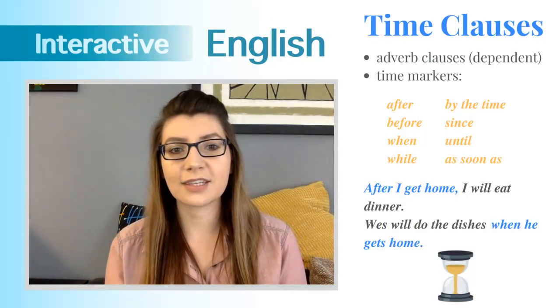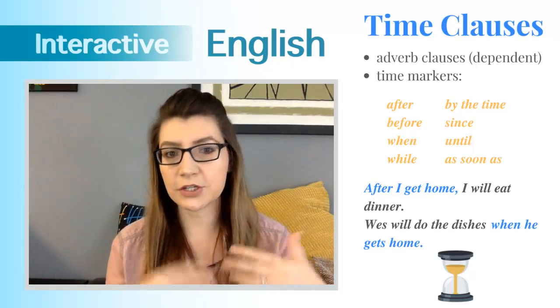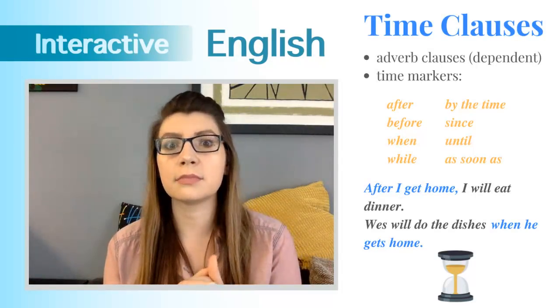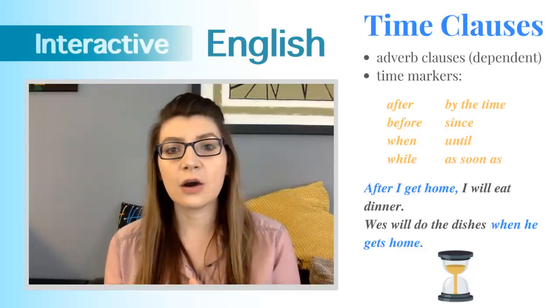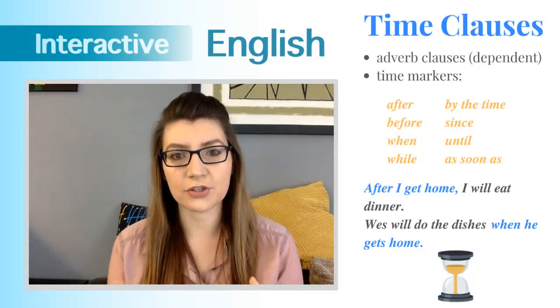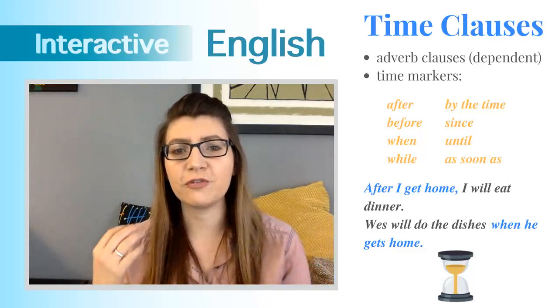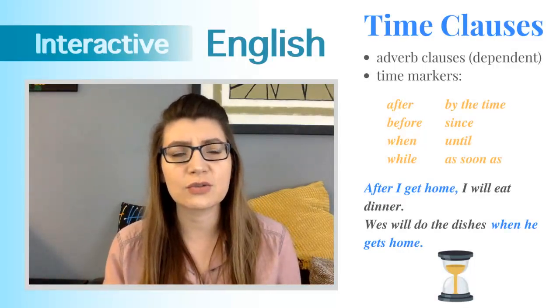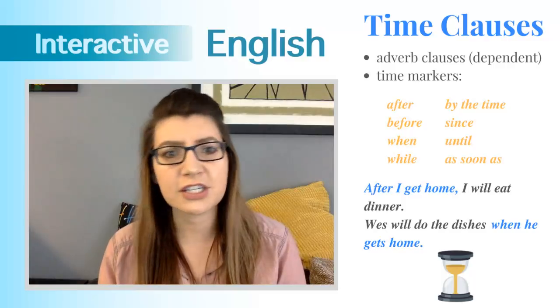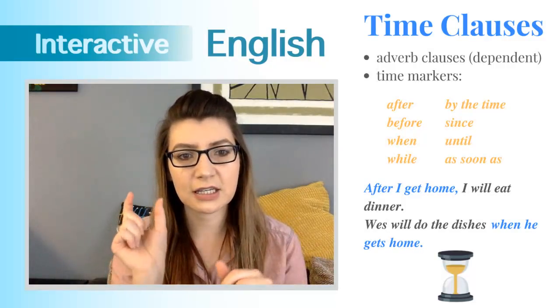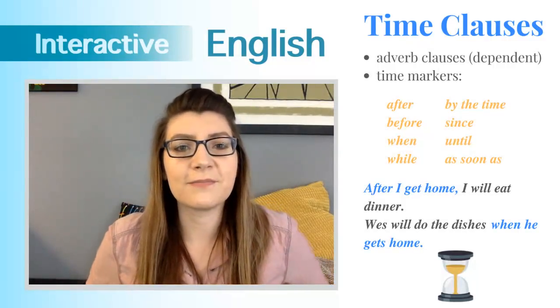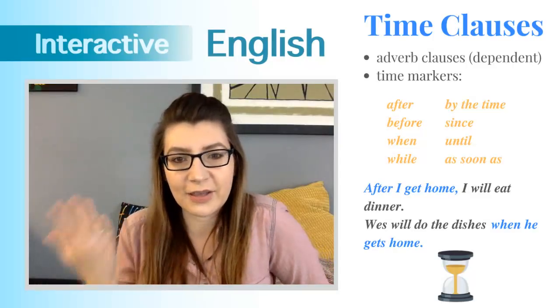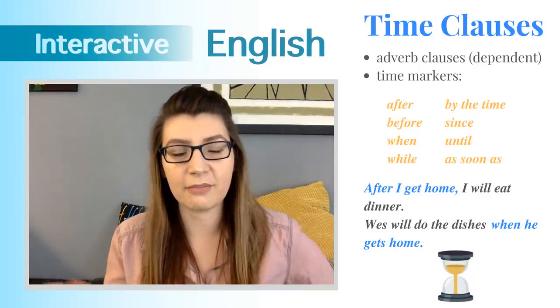So to talk about time in English, especially when we are using more complex sentences, we use these time markers, okay? We use words like after, before, when, while, by the time, since, whenever, until, as soon as, every time, the first time. All of these, I call them time markers. This is what I've seen them called. I think they make sense to me because they mark time.